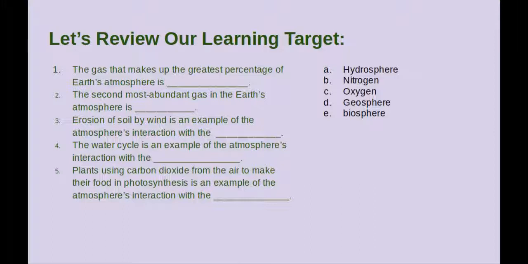The second most abundant gas in the Earth's atmosphere is oxygen. Erosion of soil by wind is an example of the atmosphere's interaction with the geosphere. The water cycle is an example of the atmosphere's interaction with the hydrosphere. Plants using carbon dioxide from the air to make their food in photosynthesis is an example of the atmosphere's interaction with the biosphere.